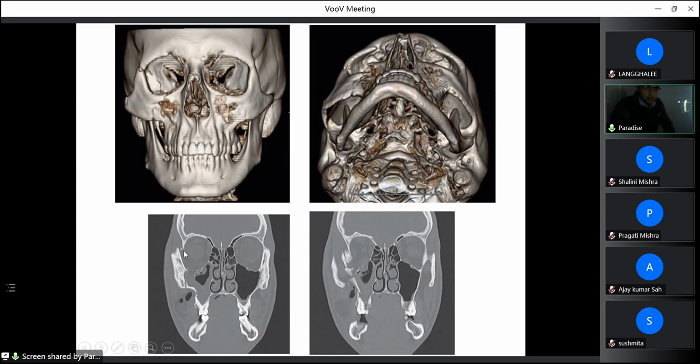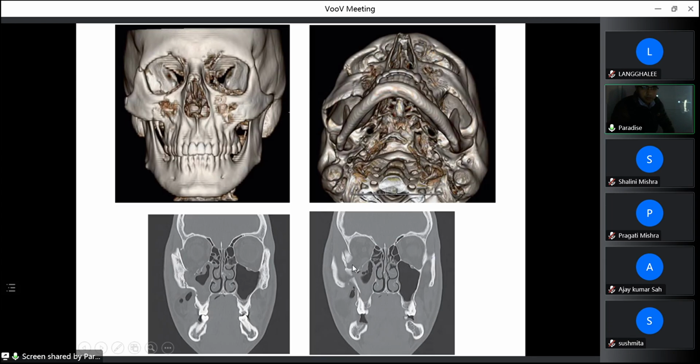In the coronal section, again, you can see that there is discontinuity in the zygomaticofrontal suture. Orbital floor is also fractured and orbital contents are bulged out, because you can compare it with the contralateral side. Here the orbital floor is intact, but on the right side the orbital floor is fractured and the orbital content is herniated into the maxillary sinus.